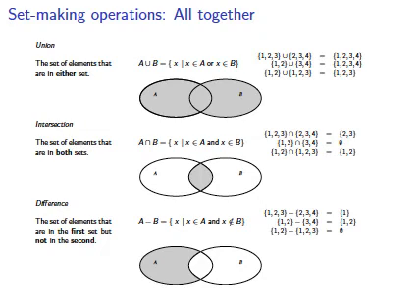Putting them all together, union is the set of elements that are in either set. Intersection is the set of elements that are in both sets. And difference is the set of elements that are in the first but not in the second.